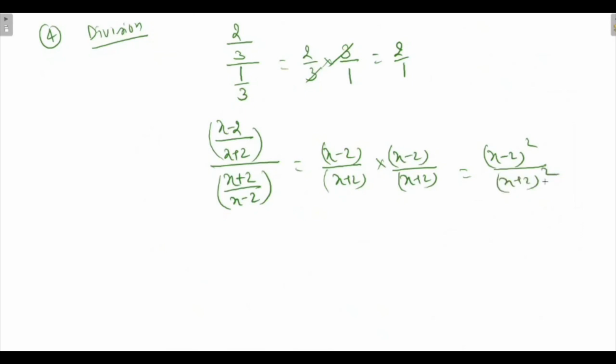Okay. So, just to remember, the way it's done for rational numbers, follow the same thing here. So, this is all which we had in this chapter. Okay.